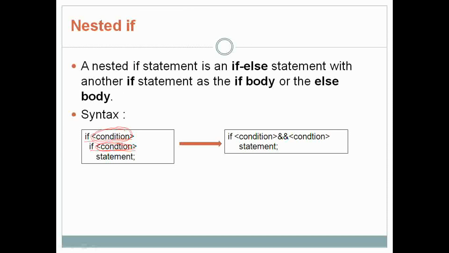Now this is similar to a replacement of AND. If the first condition is true, then only it evaluates the second condition. Now this can be written using a nested if. If the first condition is true, then it evaluates the second condition. If the first condition is false, it doesn't evaluate the second condition. It means based on one condition to check another condition, we'll go for a nested if.